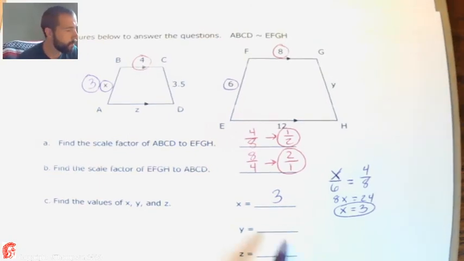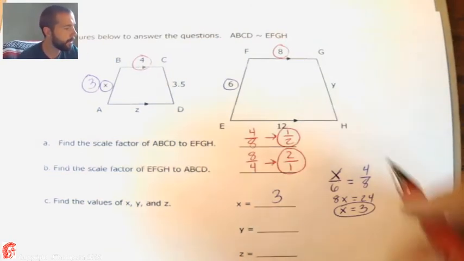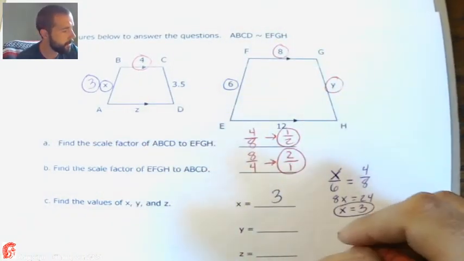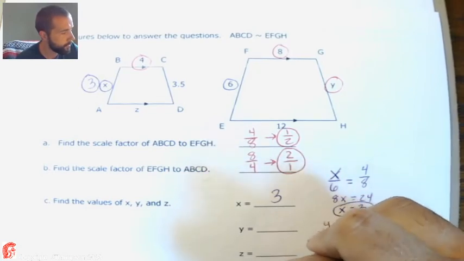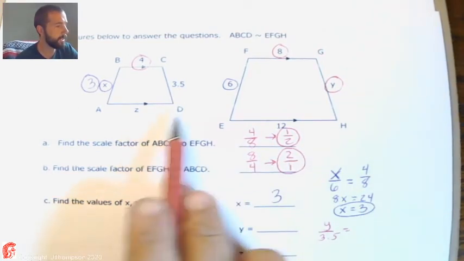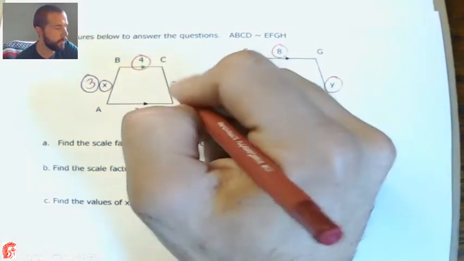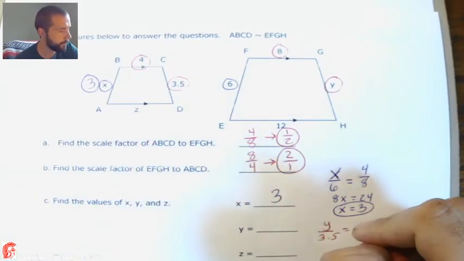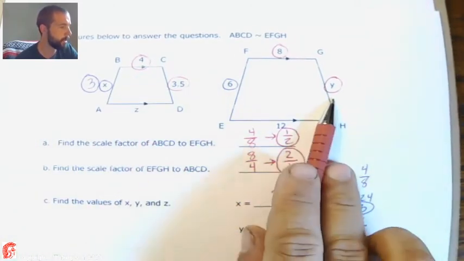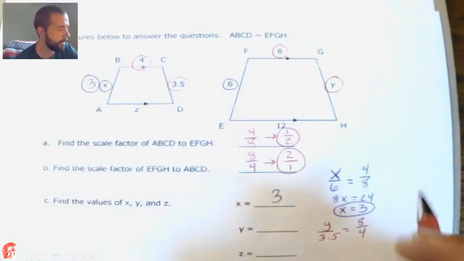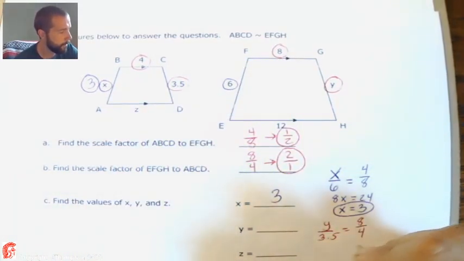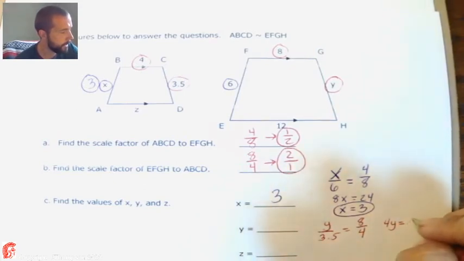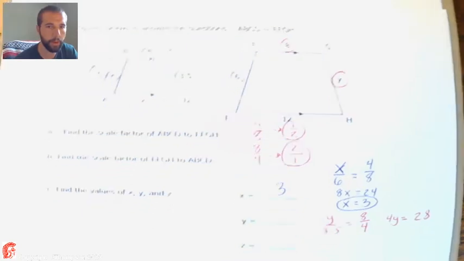All right, the next one I want to find y. Let's see, y corresponds with 3.5. So I'm going to do y over 3.5 equals, and since I did the right side over the left side, I need to do the right side over the left side again. So y over 3.5 equals 8 over 4. I can't do 4 over 8, since I started with the right over the left, I have to do right over left again. Cross multiply, and you get 4y equals 28, and then divide by 4, and you get y is 7.